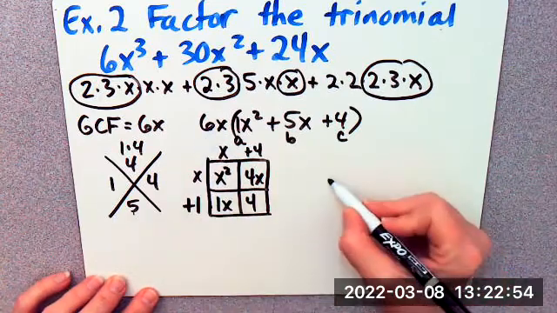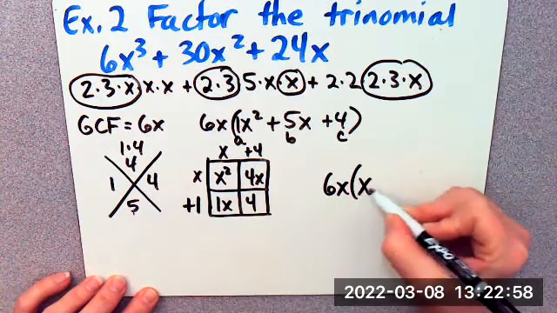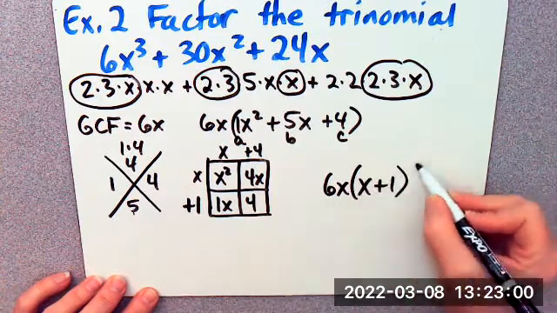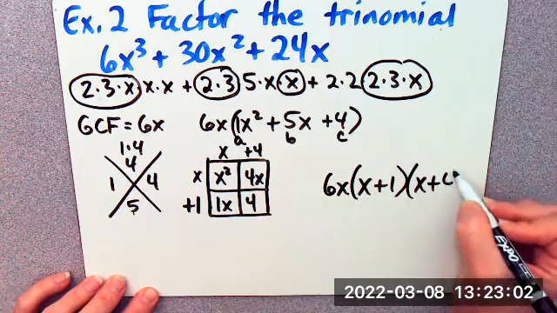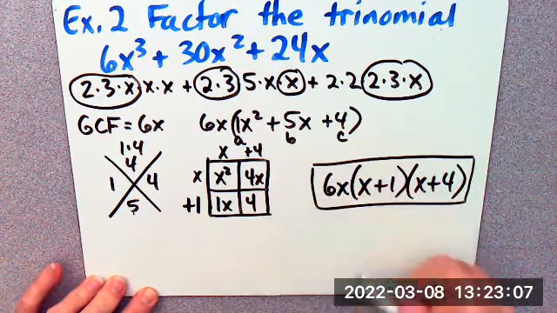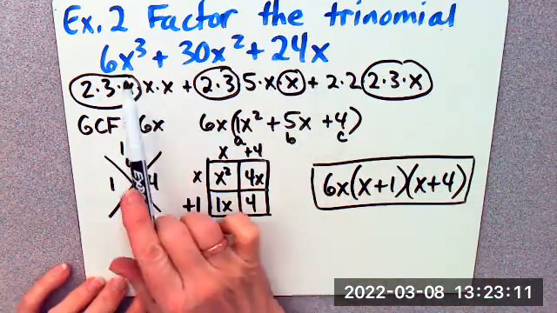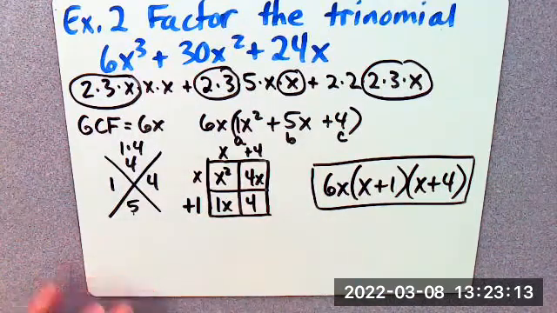So now when we write our final answer, we have 6x, then x plus 1 times x plus 4. And that is our factored form of this trinomial. This cubic trinomial, by the way.